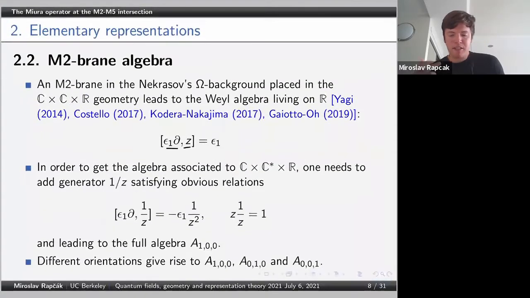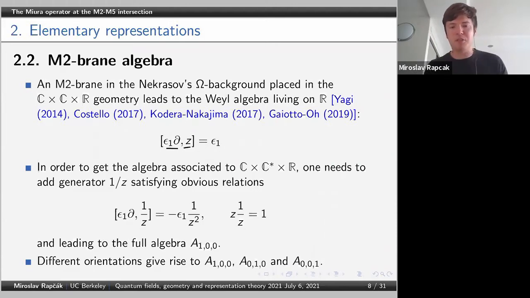And in order to get an algebra associated to the M2 brane on C times C star over R, the only thing one needs to do is to add the generator 1 over Z. The reason is that you can think about the derivative and Z as parameterizing the position of the M2 brane in these C times C directions, and the commutation relation is just quantizing these 2 coordinates. And if you're on a cylinder, you also need to allow functions that are singular at the origin. If you look at a cylinder from the point of view of a punctured plane, it is natural that the extension should be by the function 1 over Z, and it satisfies the obvious relations, and leads to the full algebra that I denote as A100.